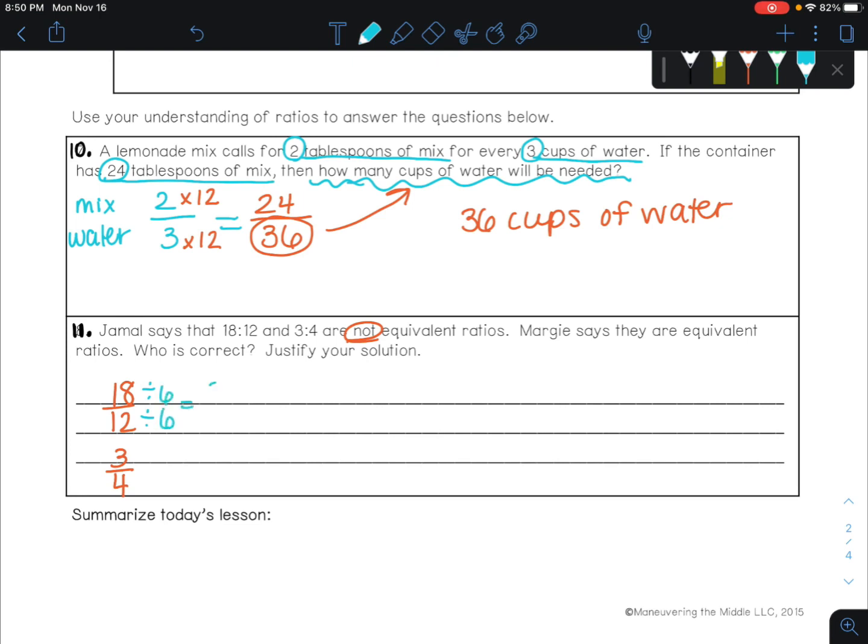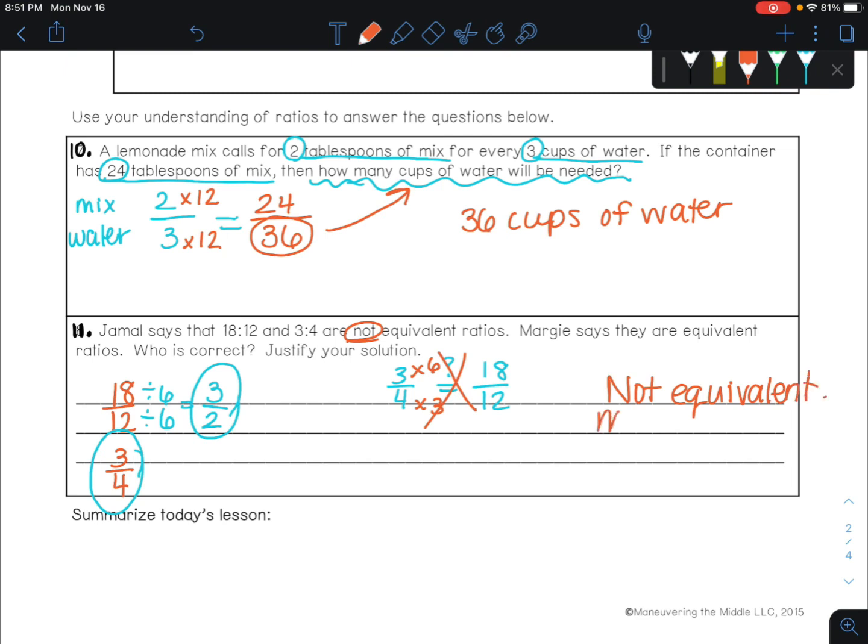So I get 18 divided by 6, which is 3. 12 divided by 6, which is 2. So if I look at these, I got 3 over 2, and then 3 over 4 is actually already simplified. So would you say that they're equivalent? No. Another way you could do this if you don't like that method, you could take 3/4 and try to see if it's equal to 18 twelfths, like this. I can turn a 4 into a 12 by doing times 3, but on the top, I have to use 6 to get 18. So this one doesn't work. So they're not equivalent.